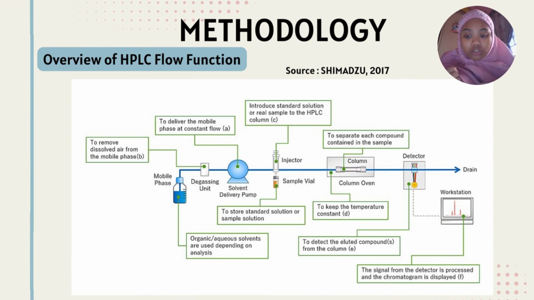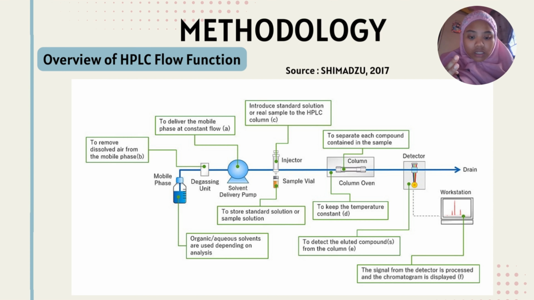So for methodology, I'm going to talk about an overview of HPLC functions. I'm going to expand this from A to F, which is on the screen. So first, A, the solvent delivery pump. It is to deliver the mobile phase at constant flow. What is the mobile phase? Mobile phase is organic or aqueous solvent, used depending on the analysis. B is the degassing unit. It is used to remove dissolved air from the mobile phase. And C is the injector. It is used to introduce the standard solution or real sample to the HPLC column.